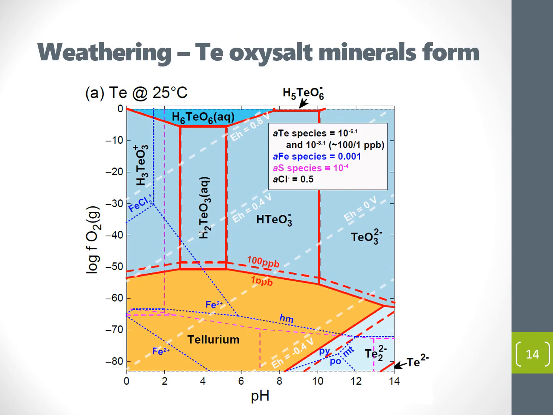With all this elemental tellurium around contacting surface waters and atmospheric oxygen, we start having oxidation of the tellurium occurring, and this starts producing tellurites and tellurates, and these can either form secondary minerals, which have a variety of unique structures, or the tellurium in the soluble forms can migrate into the groundwater.